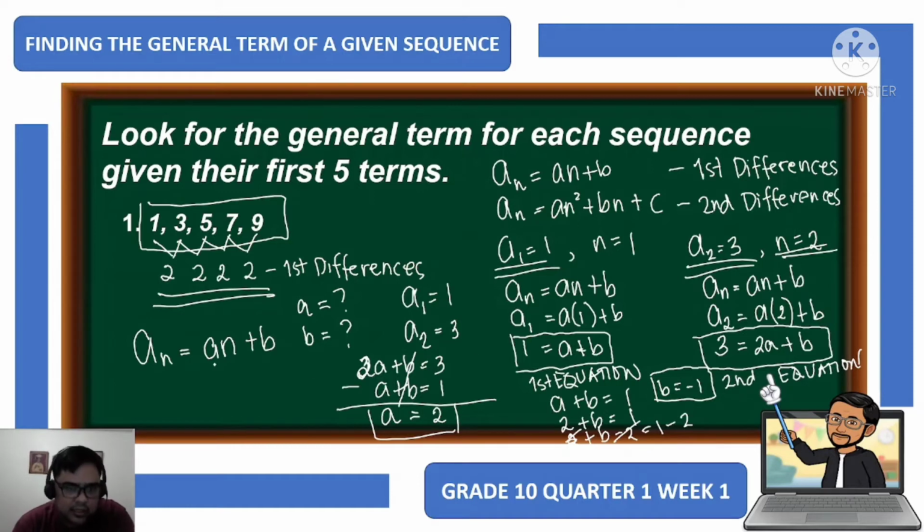Then, let's go back here. We know that the value of a is 2. So, palitan lang natin to. Magiging 2n. And we know that the value of b is negative 1. Since negative yan, o minus 1. So, therefore, just write a sub n. That would be the general term. A sub n is equal to 2n minus 1. So, that is the answer in number 1.